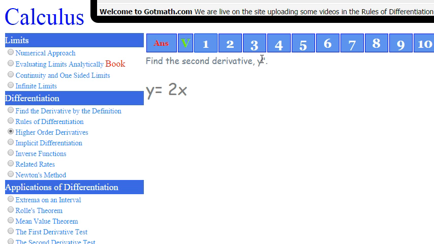So that's not the number 11. That is a single quote, and actually there are two of them. It looks like a double quote. But anyway, that indicates that we want to take the derivative twice of this guy right here. Not too difficult.